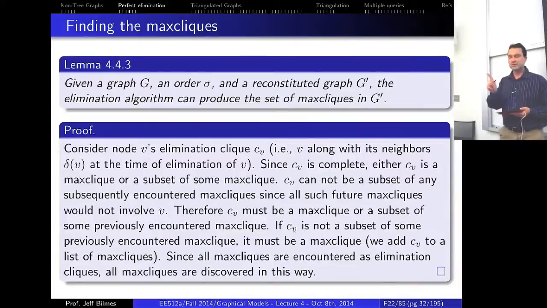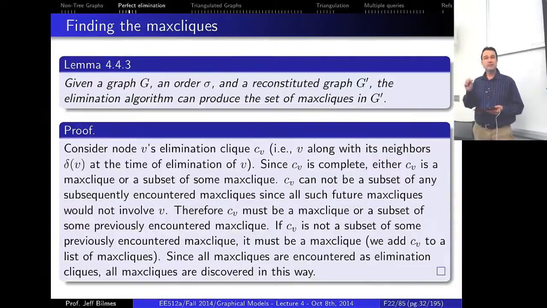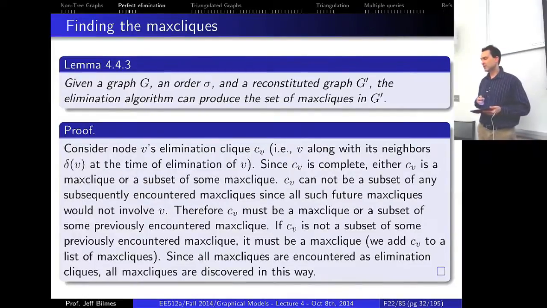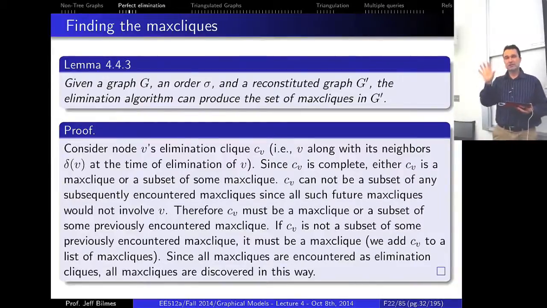So if we've got a graph G, and an ordering sigma, and a reconstituted graph G prime, then it's actually fairly easy to get the set of max cliques in G prime from the elimination order. And here's basically how we do it. Here's the theorem. So should I talk it or should I do it on the slides? Let me just talk it first. So basically the idea is, when we eliminate a vertex, right, that vertex and its neighbors are involved in a clique, right?